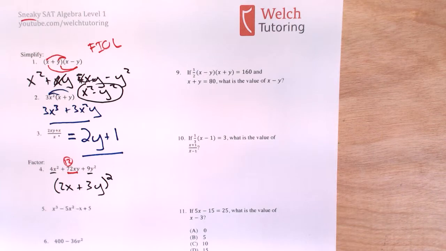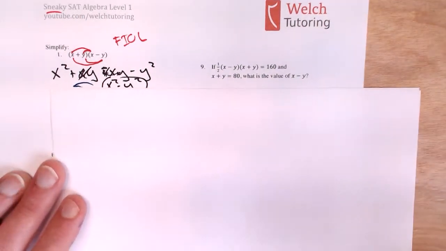Okay, 9 looks a little bit tougher. It says if 1/2 times x minus y times x plus y equals 160, and x plus y equals 80, what is the value of x minus y? Okay, so I think there's some room to be a little bit sneaky here. So let's see what we can do.